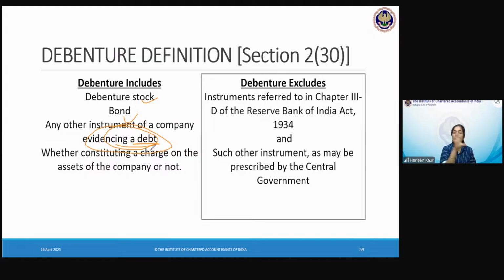Okay. So now all of you, section 71, the last section. First of all, we will do the definition of debentures. A debenture is any bond or security which is showing a debt. Debt means a borrowing, which has a charge on the assets.